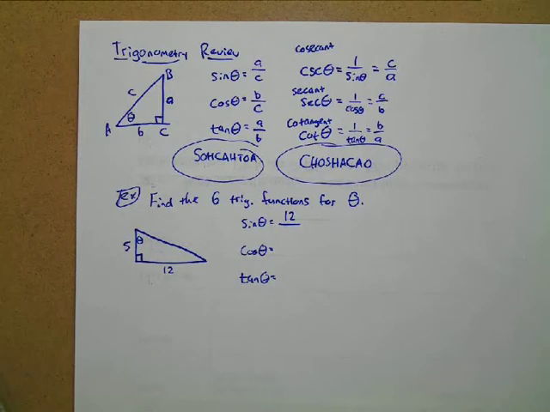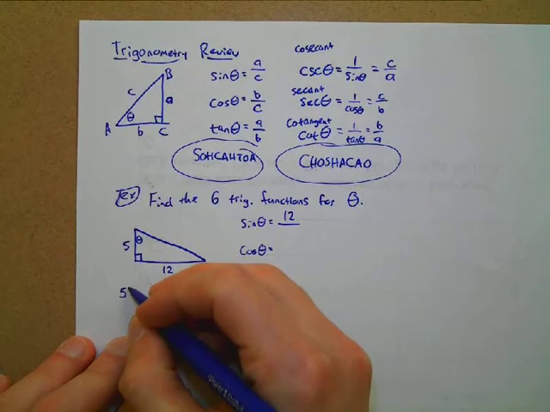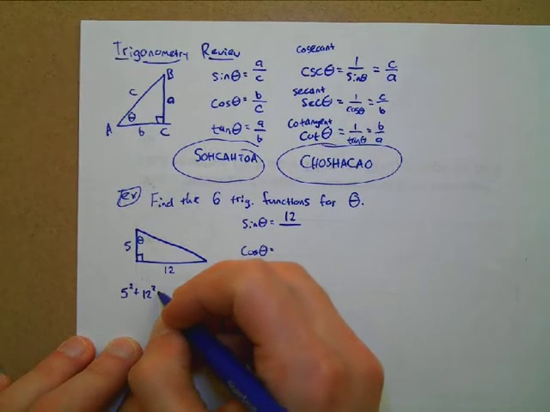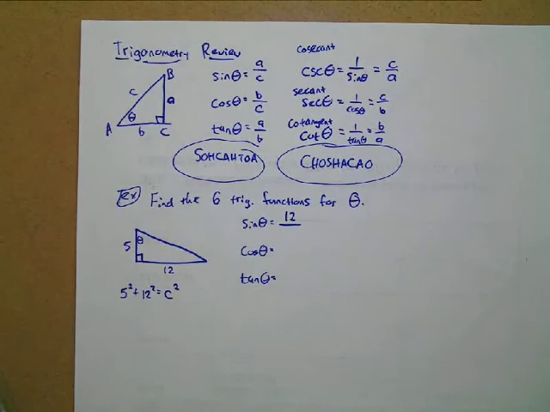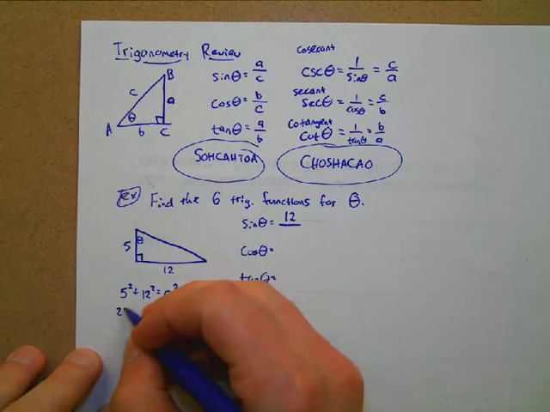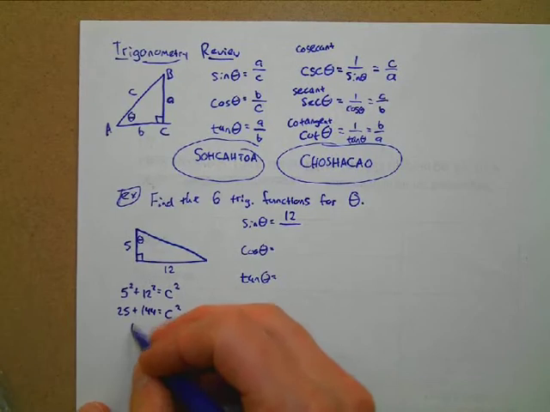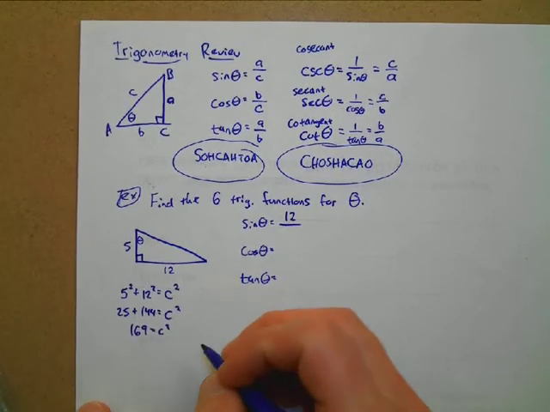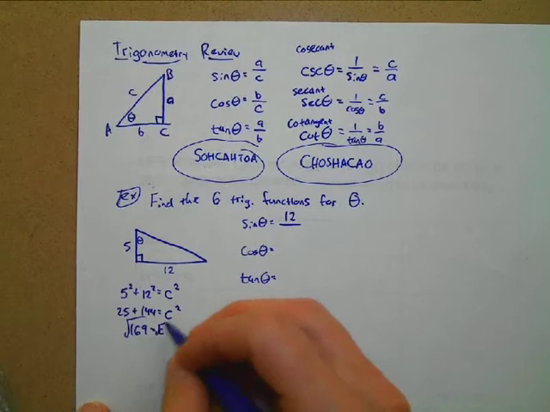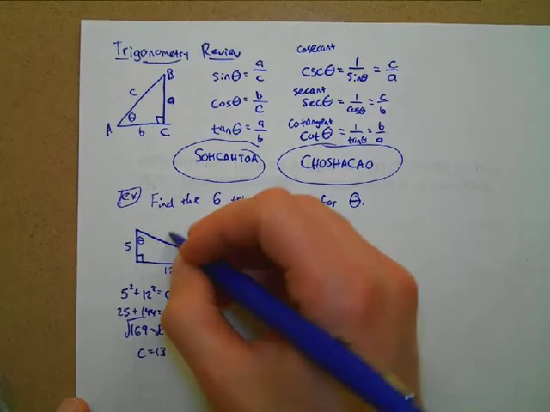What relates all the sides of a right triangle again? What theorem? Pythagorean theorem, that's right. So we're just going to solve for it here real quick. Leg squared plus leg squared equals hypotenuse squared. 5 squared is 25. 12 squared is 144. 25 plus 144 is 169. And what is the square root of 169? 13. Nice, easy number there.